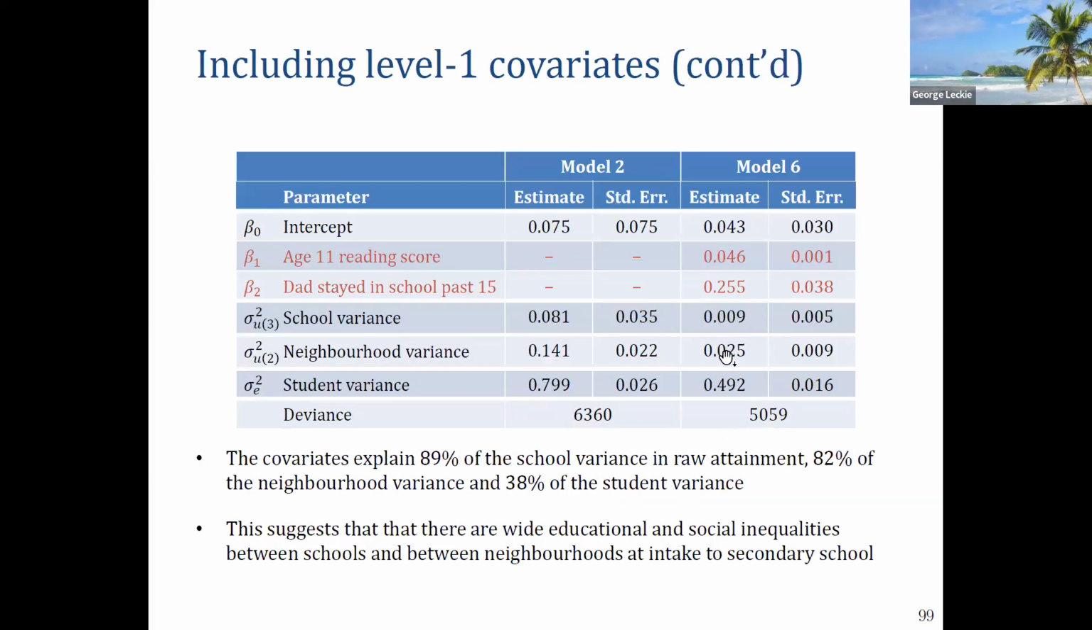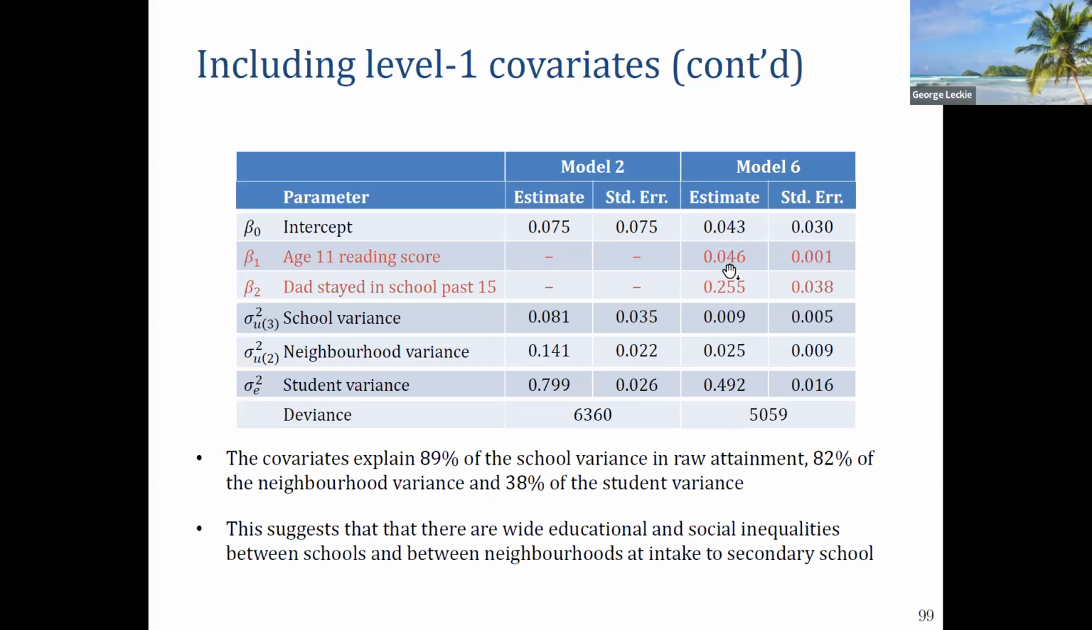So here we get the coefficients in red. They're both positive, significant coefficients. When the dad stayed in school past 15, the child would score a quarter of a standard deviation higher at age 16, all else equal. And we can say that because the outcome is standardized in Z scores, and this is a dummy variable. So that's a really big effect.